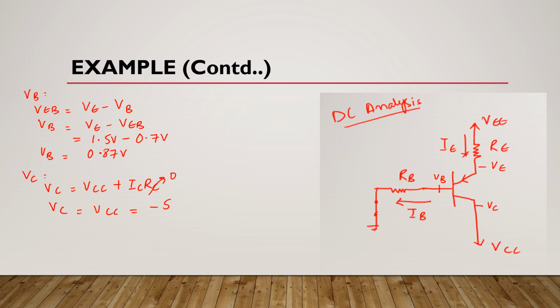Okay. Now as you can see here, this VB is greater than VC and VE is greater than VB, and this is a PNP transistor. It means this transistor is in active mode here. Okay.